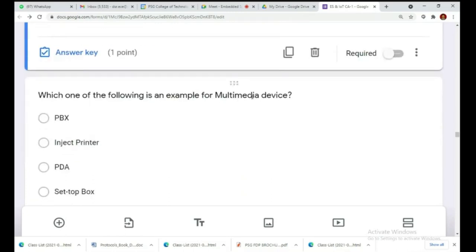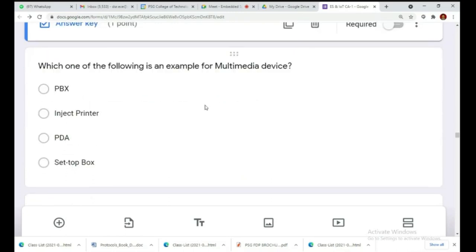Which one of the following is an example of a multimedia device? PBX is a private branch exchange, meaning telephone, intercom and so on, so it is only voice. An inkjet printer is just printing; it gives an image, but it does not give any voice. A PDA, personal digital assistant, gives only text. But a set-top box is our TV. So the set-top box is a good example of a multimedia device. The right answer is the set-top box.